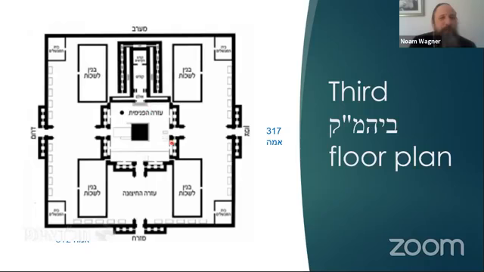The steps leading up to the Ulam, the Mizbeach is a bit different. But the general concept is the same. The Mizbeach has a 2 amma Yisoid, like we learned. But otherwise, most things are pretty much the same. The Ezras Nashim is extremely different.